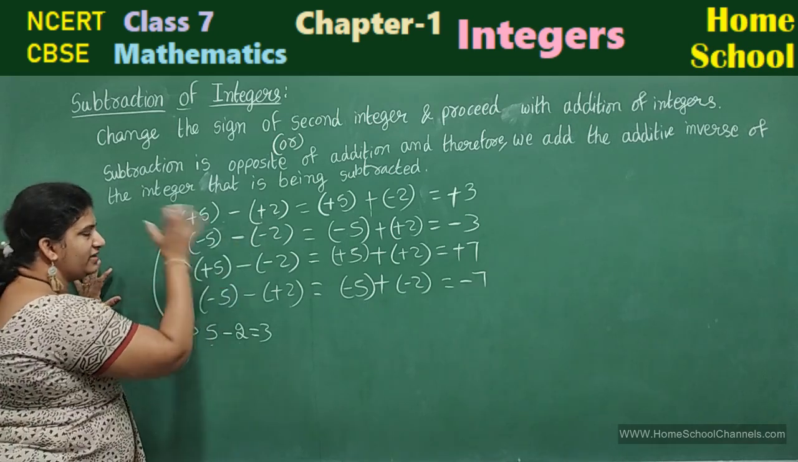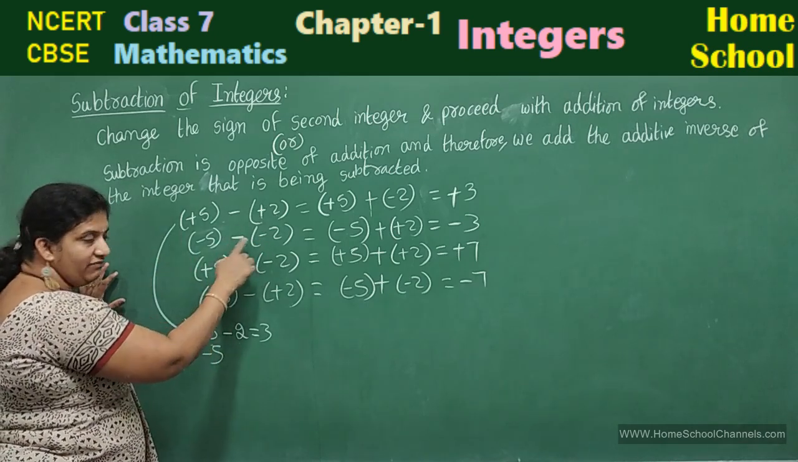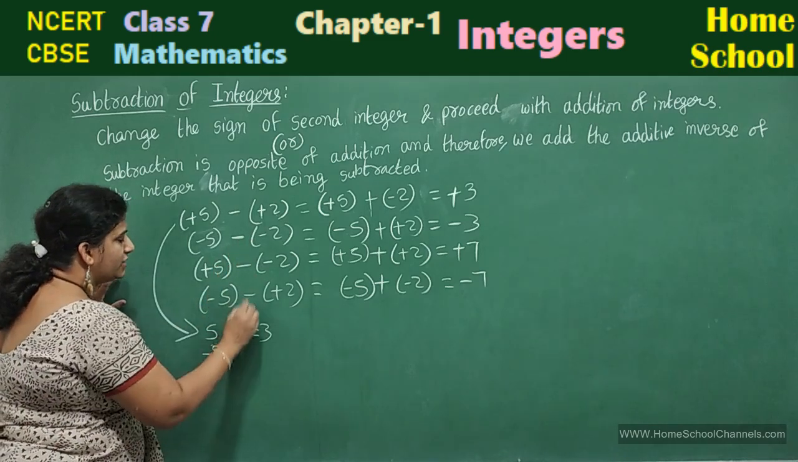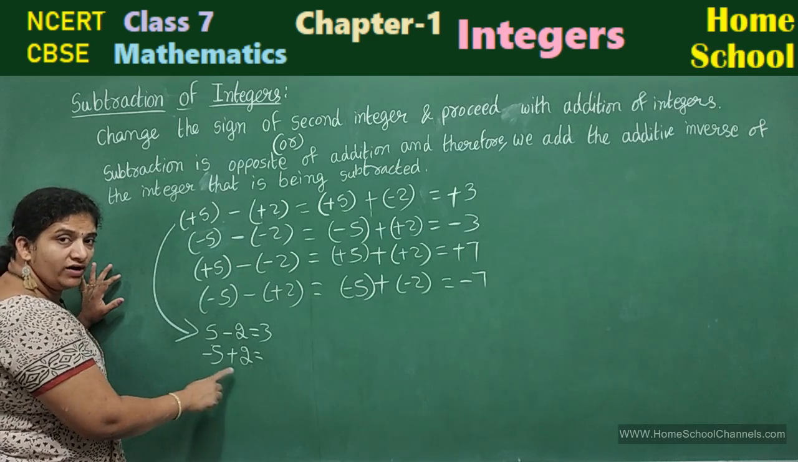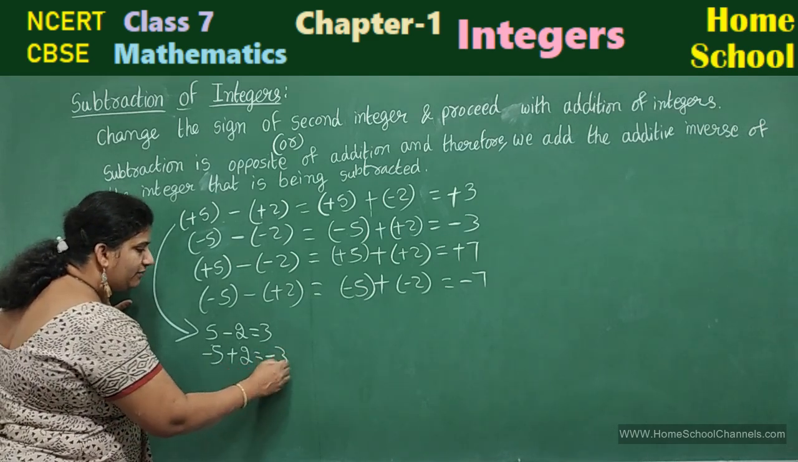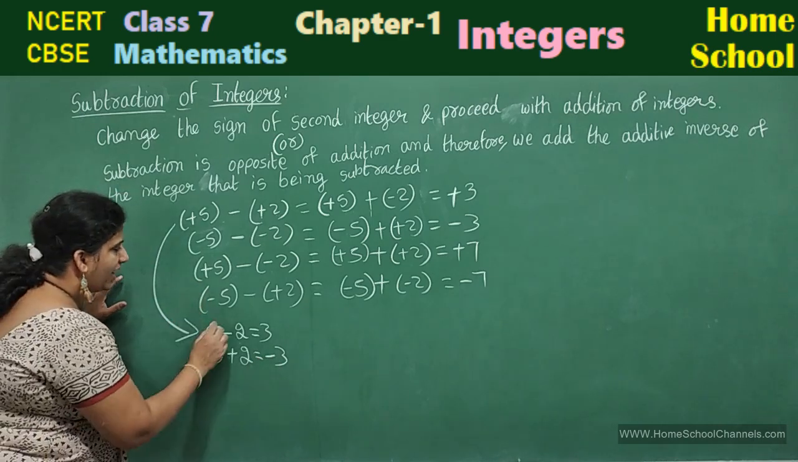Now in the same manner this one. Minus 5. We need to multiply when you have signs like this. Minus into minus is plus 2. Here one positive and one negative, so what do we do? We take the greater number's sign and we subtract: minus 3. Same answer.